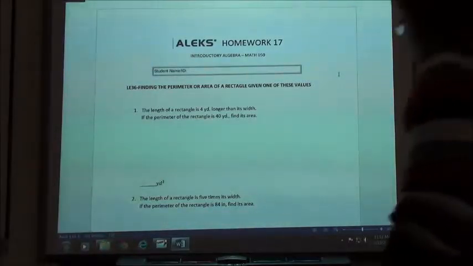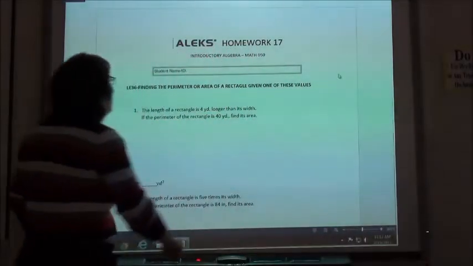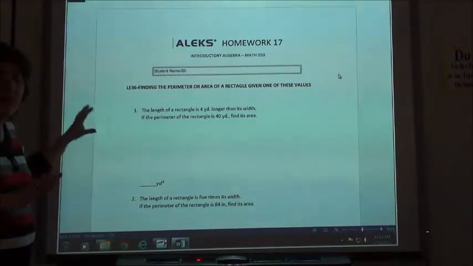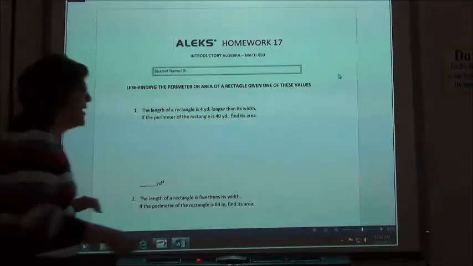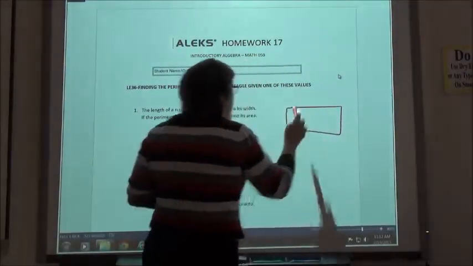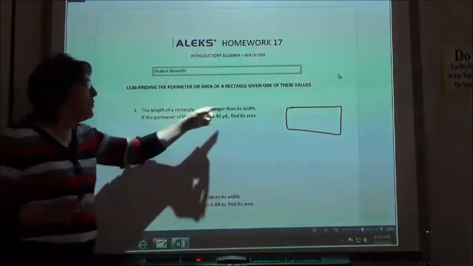All right, introductory algebra homework day 17. It says find the perimeter or area of a rectangle given one of these values. What we're going to do is kind of like on the previous page where we had those shapes that were labeled with X's and we had to find the perimeter. In this case, we're going to have our rectangle, and the first sentence is going to give you the length in terms of the width.